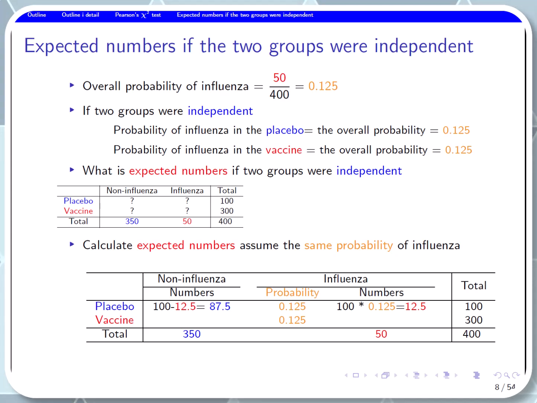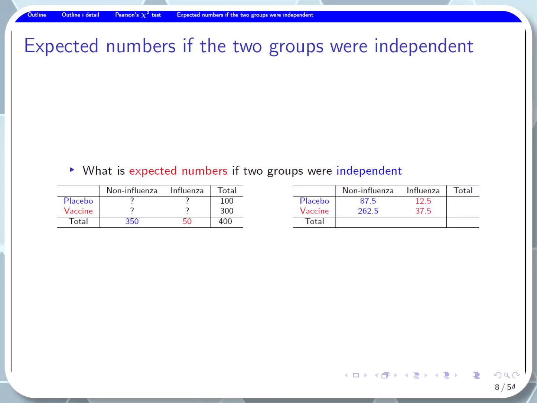The expected number of influenza cases in the vaccine group is 300 multiplied by 0.125, equal to 37.5. The expected number of influenza non-cases in the vaccine group is equal to 300 minus 37.5, equal to 262.5. The expected numbers of influenza cases and non-cases in both groups are summarized in the second table.